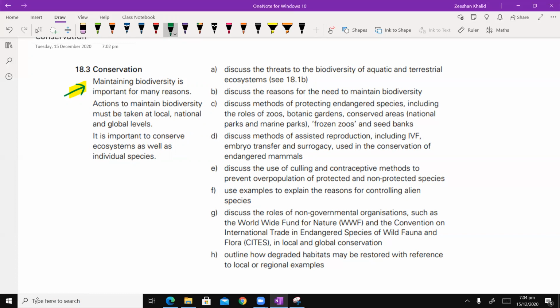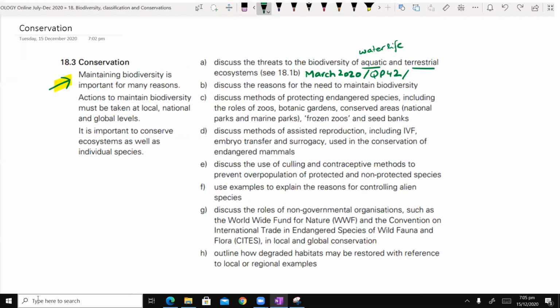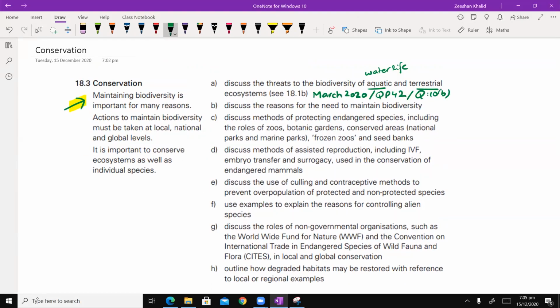So the first point, discuss the threats to the biodiversity of aquatic and terrestrial ecosystems. I hope you understand aquatic का मतलब जितनी भी water life है basically. That's basically has to do with aquatic. And of course, terrestrial is earthbound, okay, ecosystems. Now, for this part, we are going to look at this topic individually also. Like in March 2020, there has been a question directly asked about this particular part. Variant 4.2, question number 10, and the part is B.